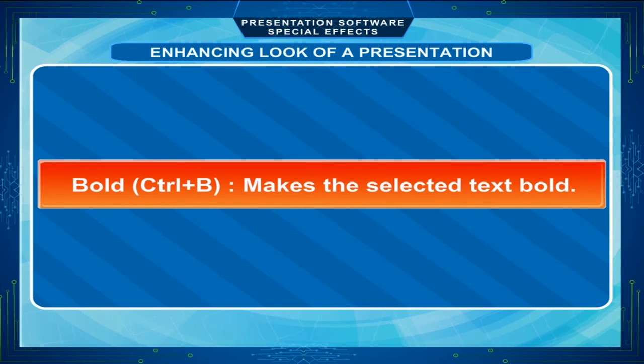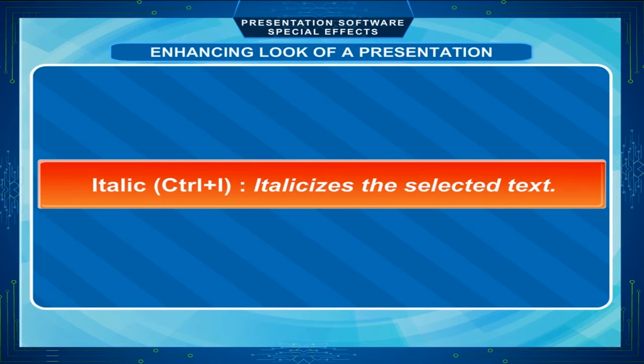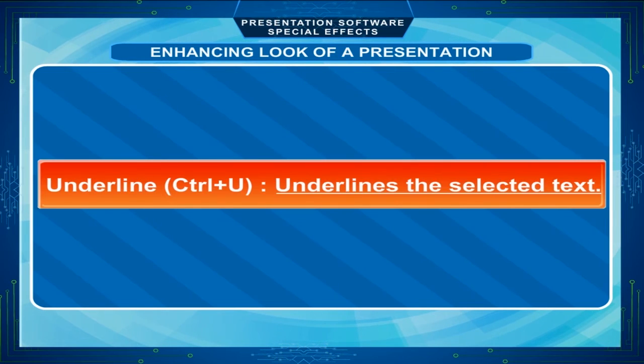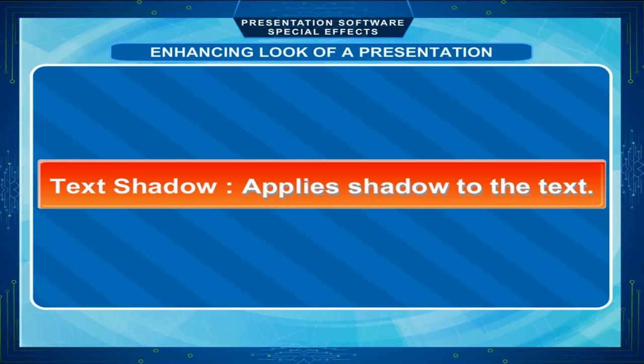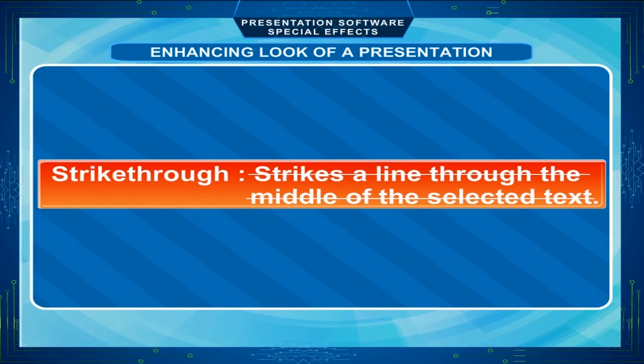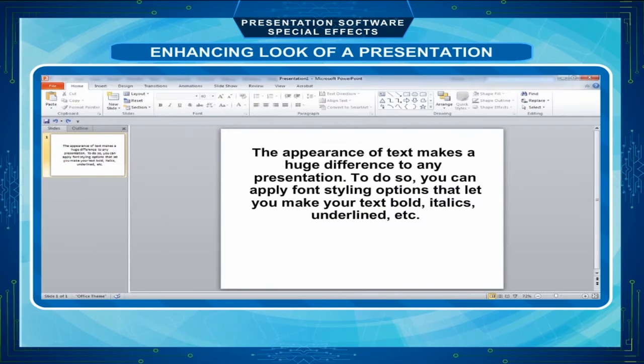Bold. Ctrl+B makes the selected text bold. Italic. Ctrl+I italicizes the selected text. Underline. Ctrl+U underlines the selected text. Text shadow applies shadow to the text. Strike through strikes a line through the middle of the selected text. Just click on any font style option to apply to the selected text.